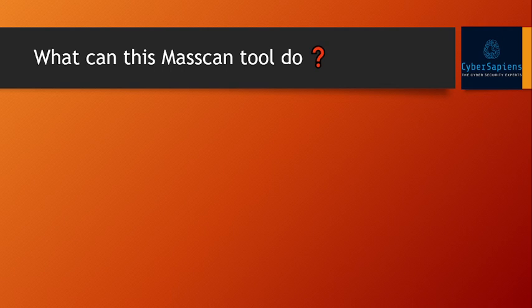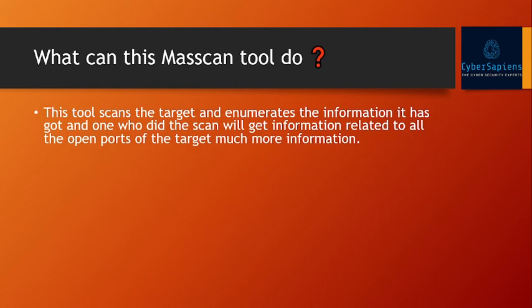So what can this Masscan tool do? This tool can scan the target and enumerate the information. It will give you the details about the open ports and IP address of a certain target. There are multiple options you can use. We will be seeing this in practical, but we have multiple options to use this tool.